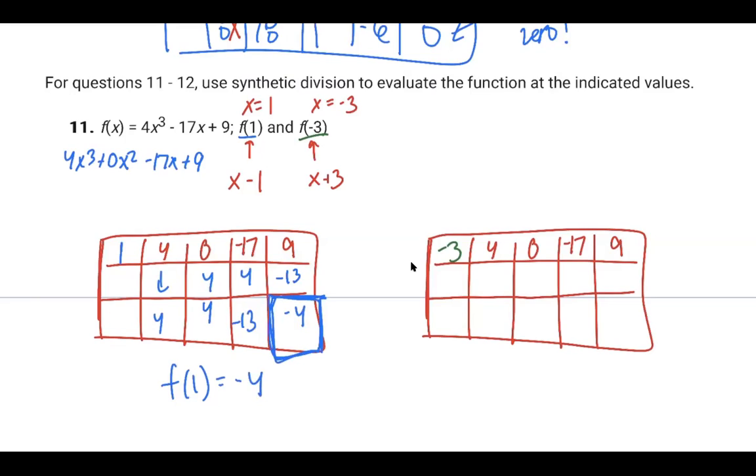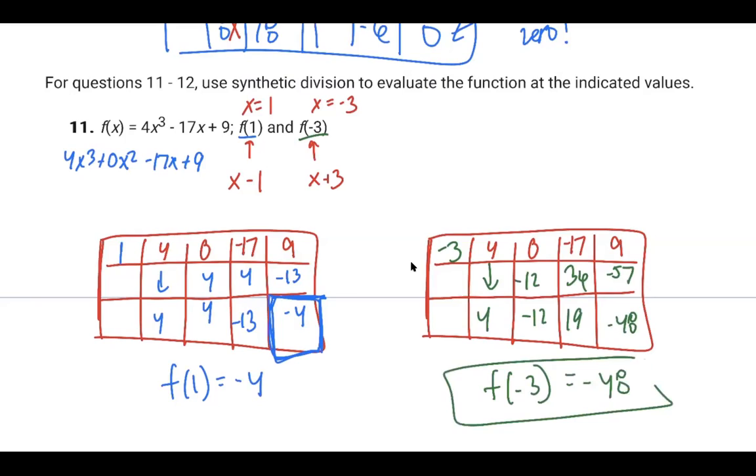And then when we do the other product here, 4, negative 12, 36, 19, negative 57, negative 48. So my f of negative 3 is equal to negative 48. And that would be how you could evaluate those different functions at those different values there.